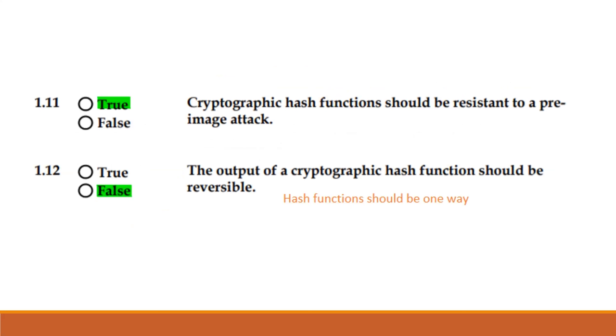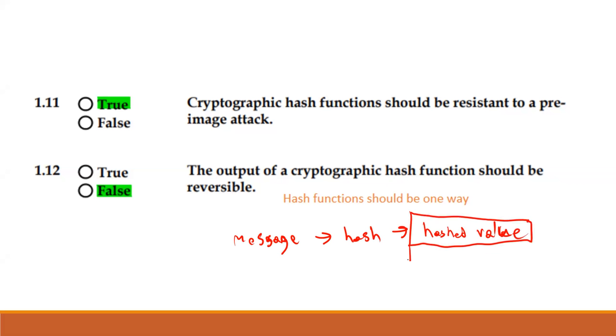So like in the slides before, cryptographic hash functions should be resistant to pre-image attacks. That is true. The output of a cryptographic hash function should not be reversible. Hash functions should only be one way, meaning that a message goes through the hash, and now you have a hashed value, or you have some slot where it's hashed to, and this process can't be reversed because it's almost impossible to reverse. That's why it should always be one way.